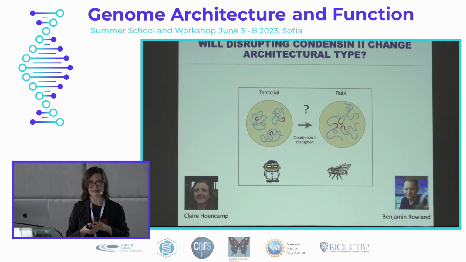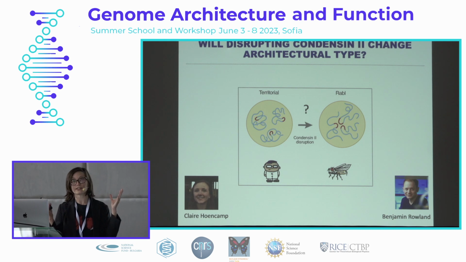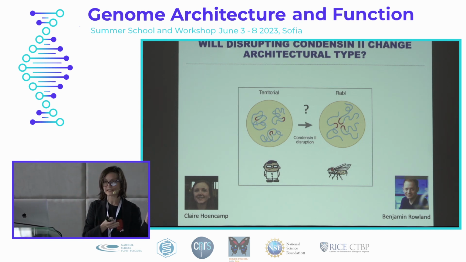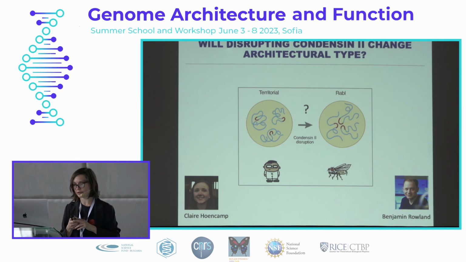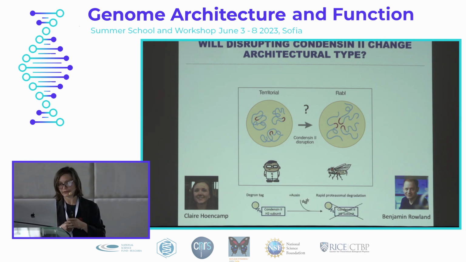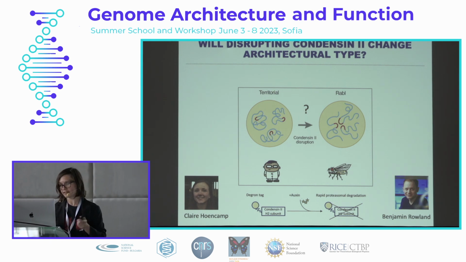Of course, the ultimate test for causation is a forward experiment. So what you'd want to really do is take some species that is type 2, that is chromosome territories, break condensin 2, and see if that turns it into rabble. So in order to attempt that, we turned to our colleagues at the Netherlands Cancer Institute, and they had this wonderful system for the degron-induced rapid removal of condensin 2.